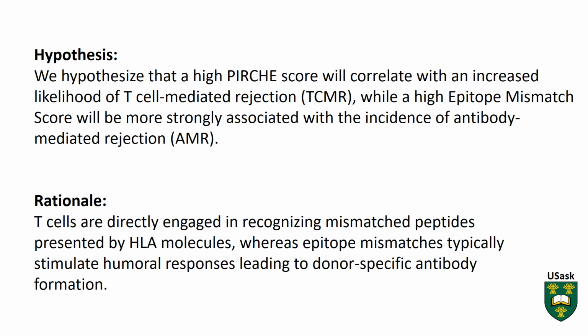So we hypothesized that a high PIRCHE score will correlate with increased likelihood of T-cell mediated rejection, while a high eplet mismatch score will be more strongly associated with incidence of antibody-mediated rejection. Why do we think that? It is because T cells are directly engaged in recognizing mismatched peptides presented by the HLA molecules, whereas eplet mismatch typically stimulates a humoral response leading to donor-specific antibody formation.